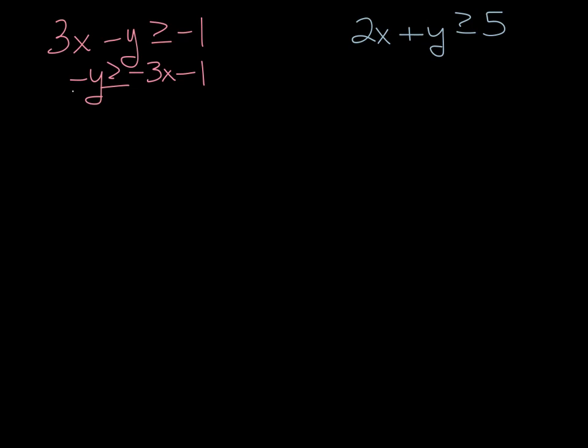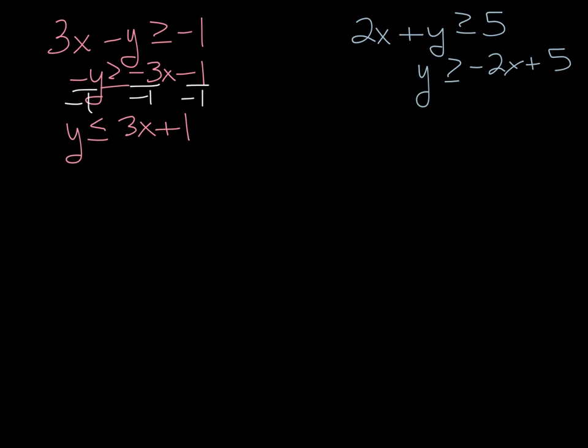But I want to divide everything by negative 1. Now remember, when I'm dividing or multiplying by a negative of an inequality, my inequality sign changes. So now I'm going to have y is less than or equal to 3x plus 1. So notice I changed my inequality right here. This flipped because I divided or multiplied by a negative. Over here, it's a lot easier. I just need to move that 2x to the other side, and I get negative 2x plus 5. Okay, so now I've got to graph these.